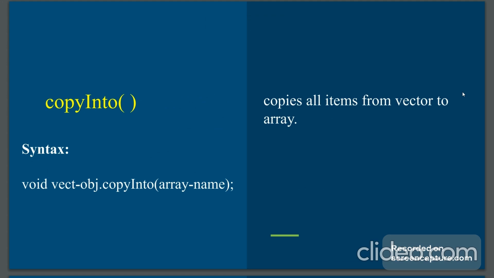And we know that while creating an array, we need to mention the size of the array. So first of all, we have to calculate the size of the vector. The syntax of this method is vector object dot copyInto, and we have to pass the array name. All the elements or objects of the vector will be copied into the mentioned array. Obviously, the index will start from the 0th position till the size of the vector, or the actual number of elements present in the vector.